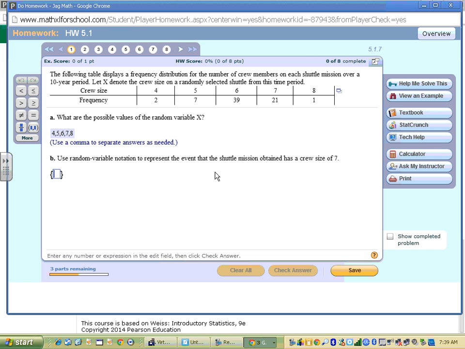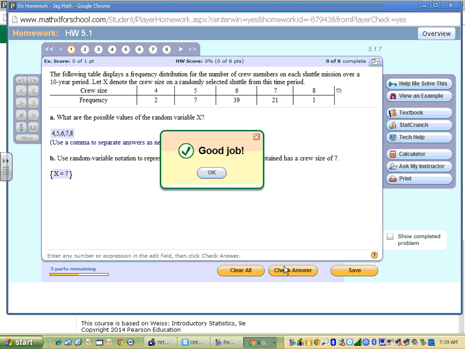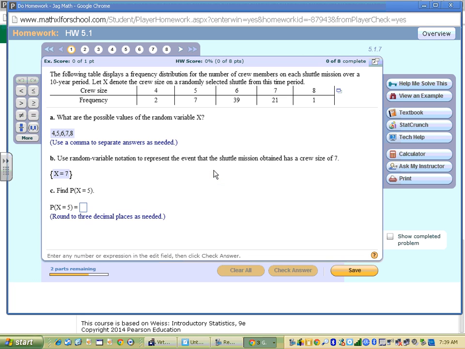Good. Now notice the set notation. It says use random variable notation to represent the event. So we're going to use a capital X. Got to be a capital X. The event that the shuttle mission obtained has a crew size of 7. The random variable crew size, X, is 7. Good job. If I had used a small x, it probably wouldn't have given me the right answer, okay?